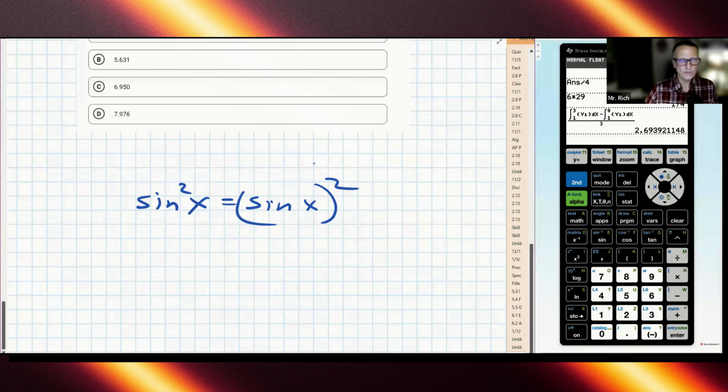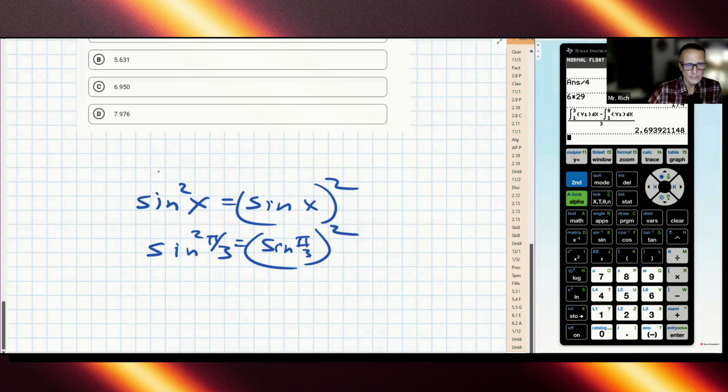If you're trying to evaluate sine squared of pi over 3, well, it's sine of pi over 3, the whole thing squared. That's what that notation means when you put that square right there. Okay, I hope that helps there, Issy.